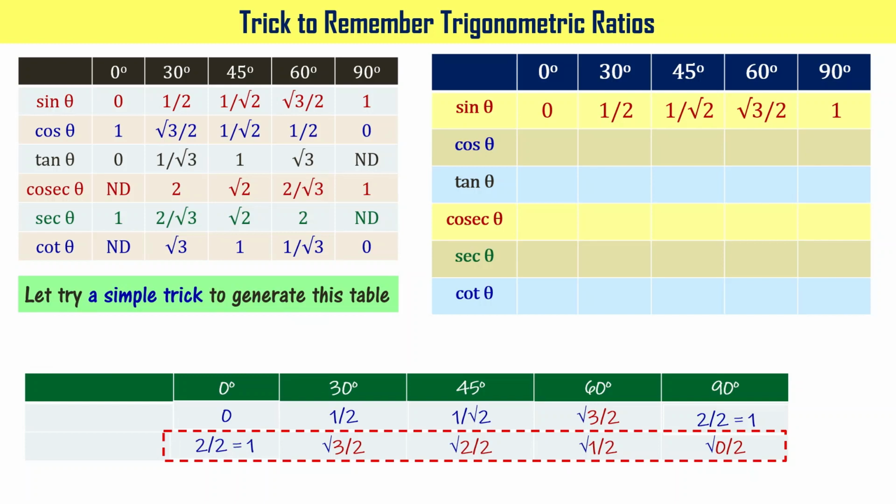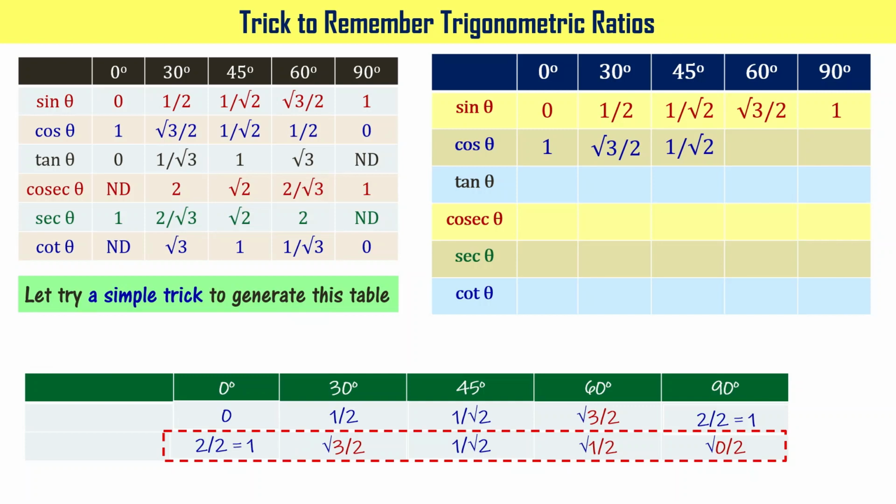For 0 degrees, we have written 2 by 2, that is equal to 1. So cos 0 degrees is 1. And for 30 degrees, it is root 3 by 2. That cannot be transformed, so it is transferred as is. For 45 degrees, as you see, it is root 2 by 2, right? That is 1 by root 2 now. Let me write it as cos 45 degrees.